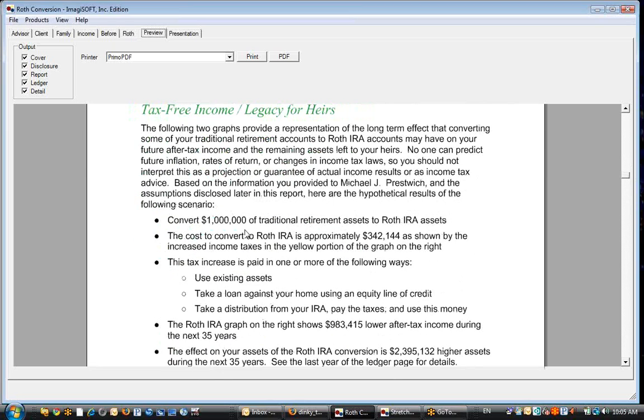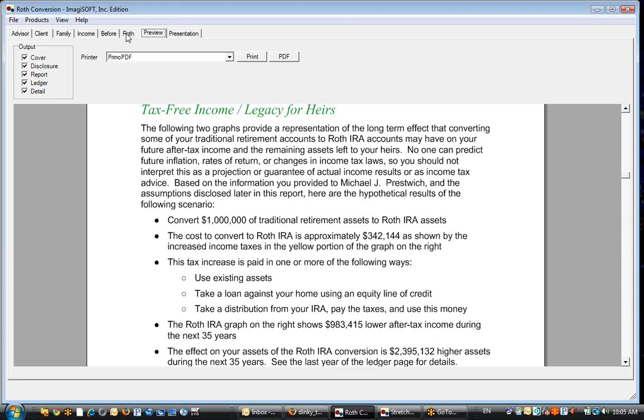And so here's what you do, is you convert the $1 million, then the cost is $242,000, and then use the existing assets. You choose one of these three ways, and you'd circle that use existing assets because that's what we're showing you to do. And then the Roth IRA graph on the right shows $983,000 lower after-tax income during the next 35 years.